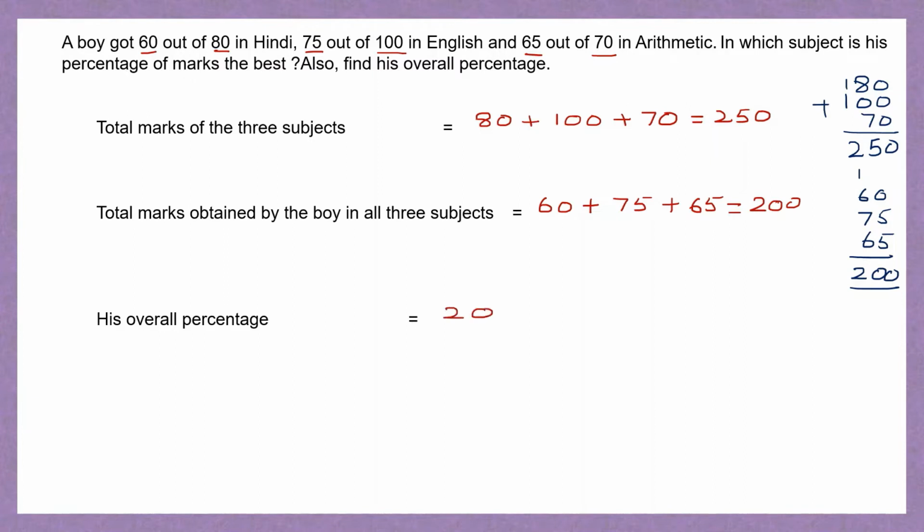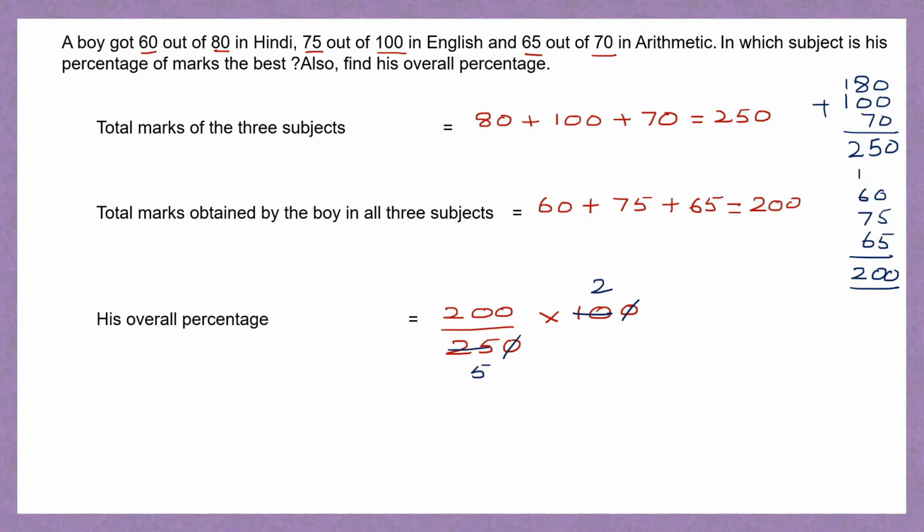He scored 200. What is the total marks? 250. Now to find the percentage, we multiply by 100. So let's cancel 1 zero. Okay. Now we can cancel 10 and 25, both by 5. 5 2s are 10 and 5 5s are 25.